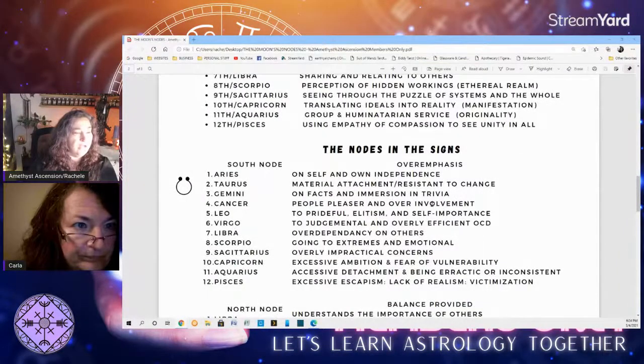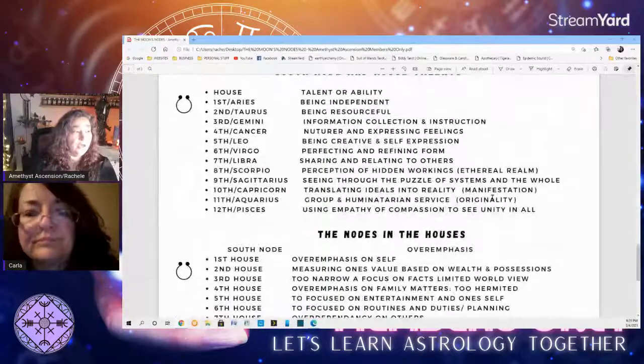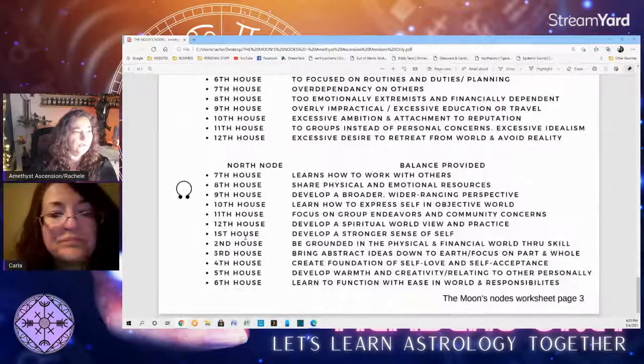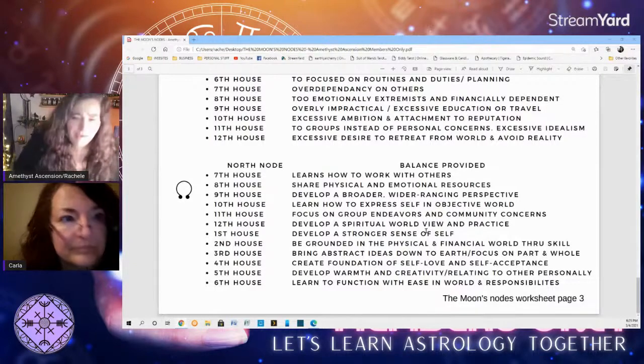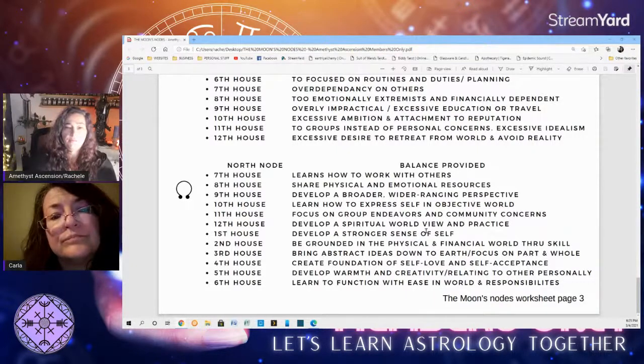So her south node is on facts and immersion and trivia. Overemphasis on facts and immersion and trivia, which is under the sign, under the seventh house, the north node, seventh house, learns how to work with others. Okay, so what I'm thinking that means is, let me ask you, do you have a problem sometimes with accumulating information and sharing that information with other people, or asking other people to help along with that?